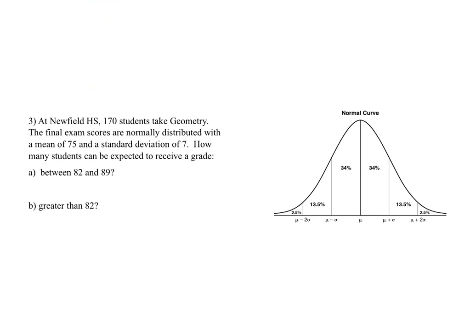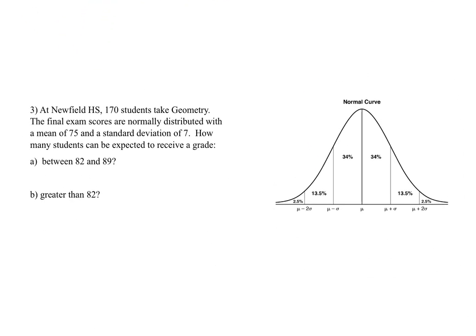Alrighty, moving on. Okay, at Newfield, there's 170 students that take geometry, let's say. The final exam scores are distributed with a mean of 75. Always look for that mean. That's where it's going. And a standard deviation of 7. So that means we're going to go up 7. To set it up, we're going to make this 82, this 89, this 68, and this 61.